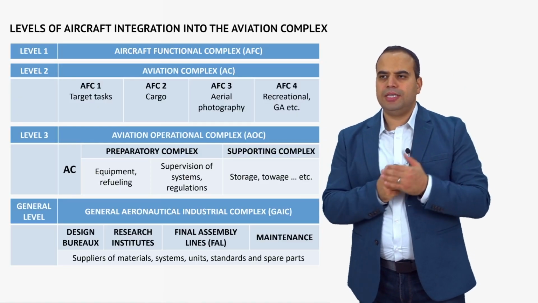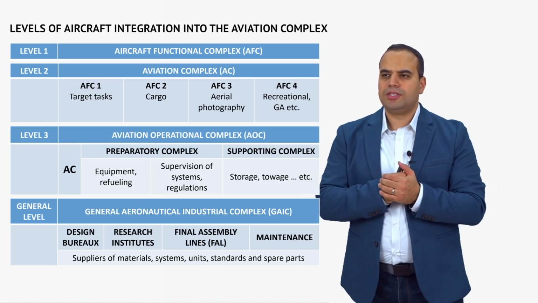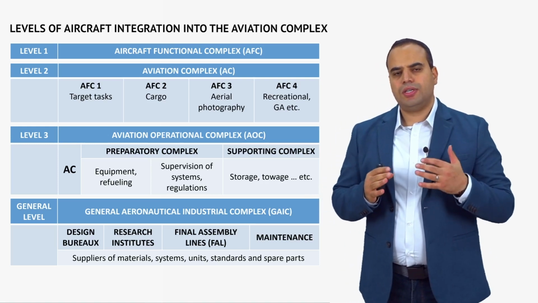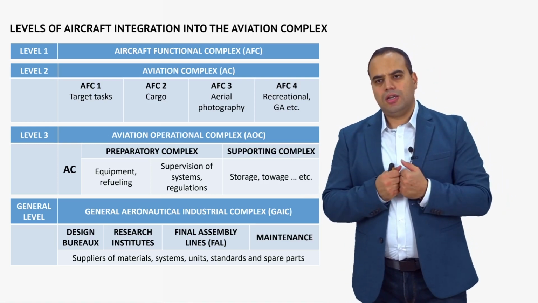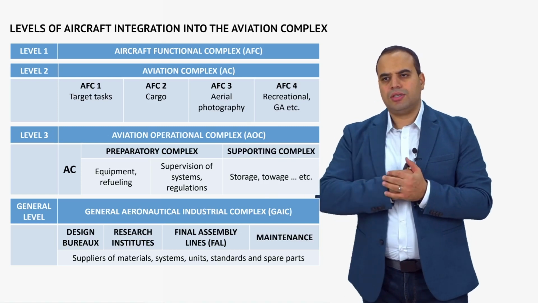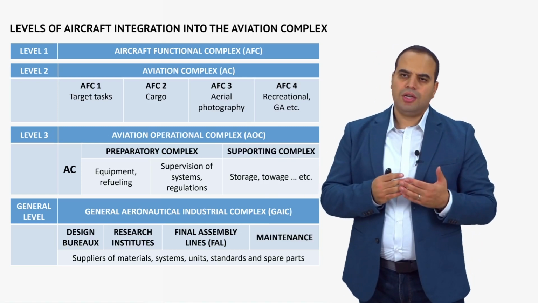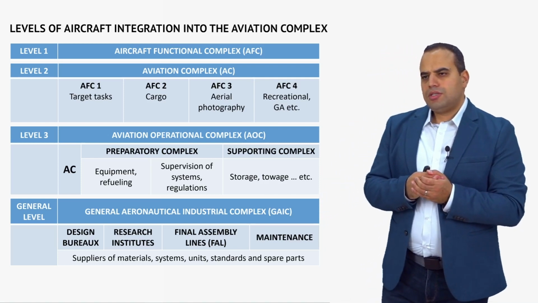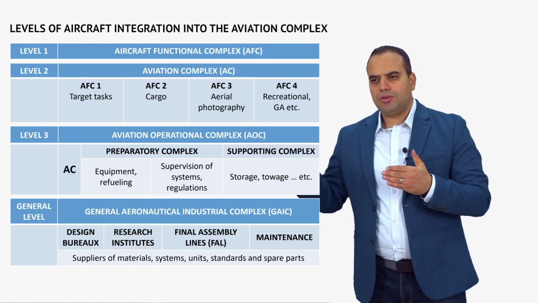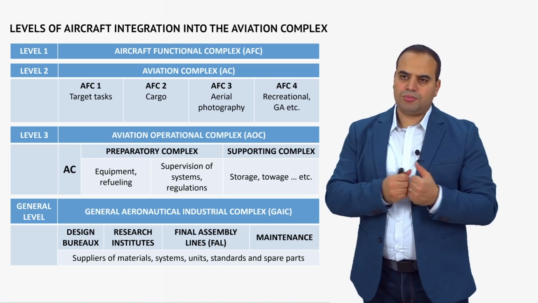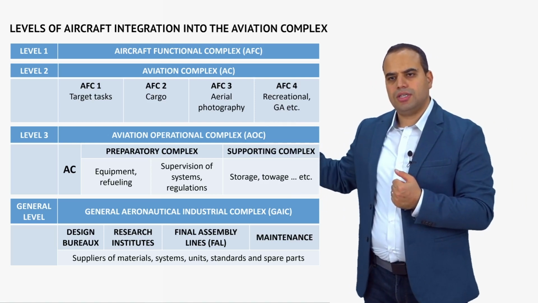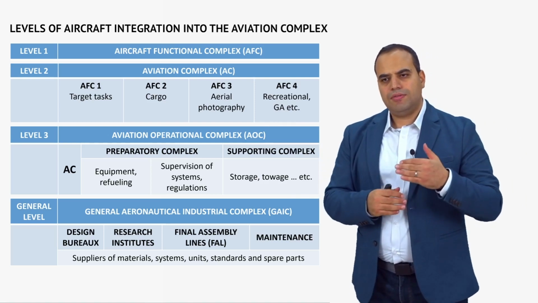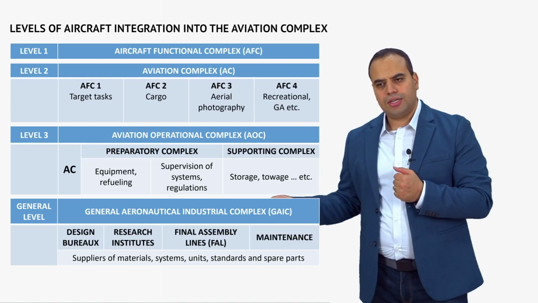And so the aircraft itself, being an element of the aviation complex, is integrated within its framework at certain different levels. Here we can see the levels at which the aircraft can be integrated into the aviation complex. The elements of each level are more or less directly involved in the aircraft's operation. So for example, the aircraft functional complex, the aviation operational complex, the general aeronautical industrial complex.